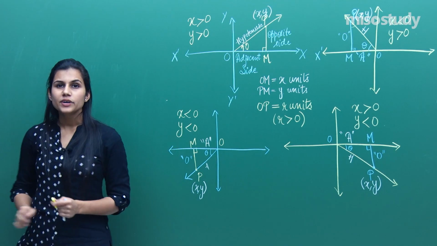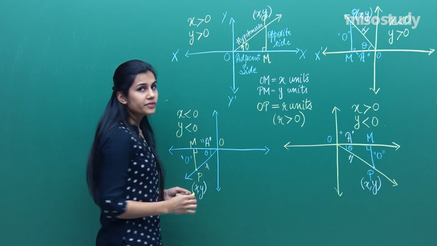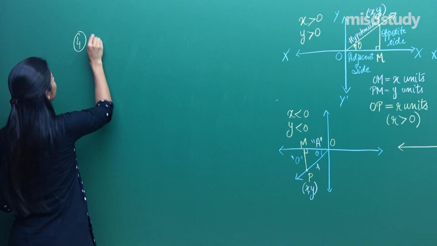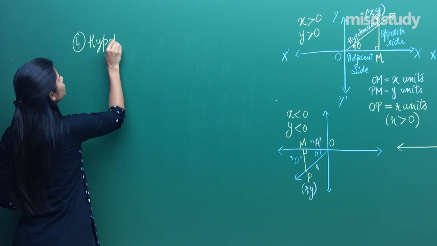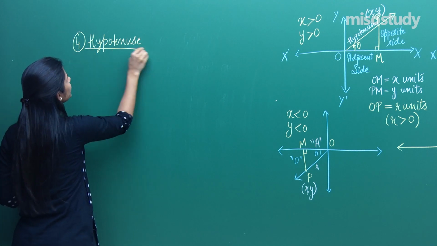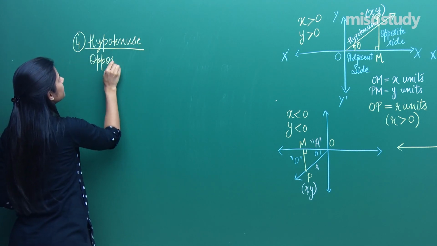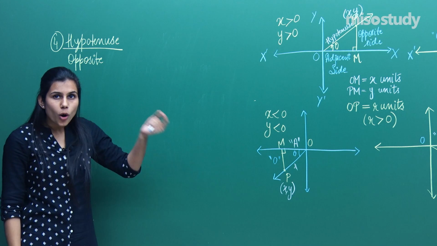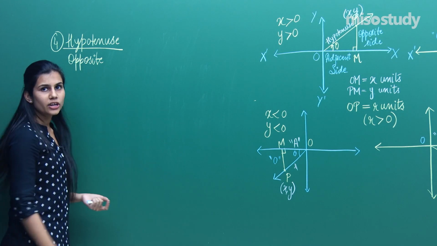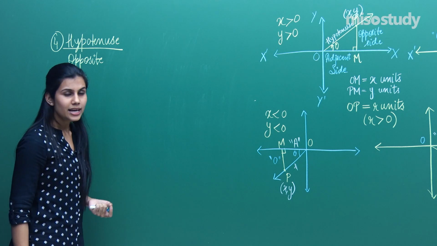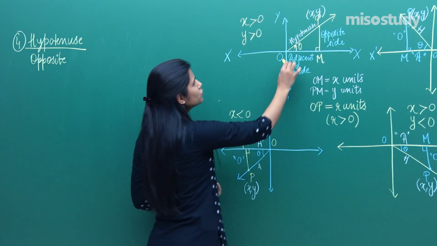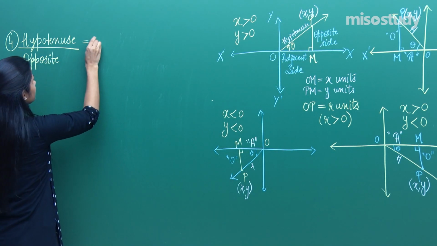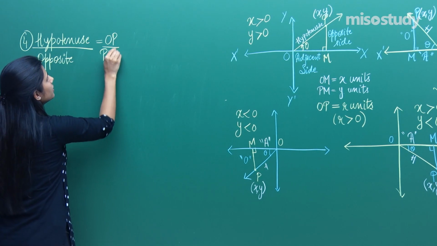Just like the very first ratio that we formed was of the opposite with the hypotenuse, in the same way the fourth ratio coming in the picture is of the hypotenuse with the opposite side. I just reverse them. If I can form the ratio of opposite with the hypotenuse, I can also form the ratio of the hypotenuse with the opposite side. And what does that become? The hypotenuse is OP and the opposite side is PM. So you get OP upon PM.